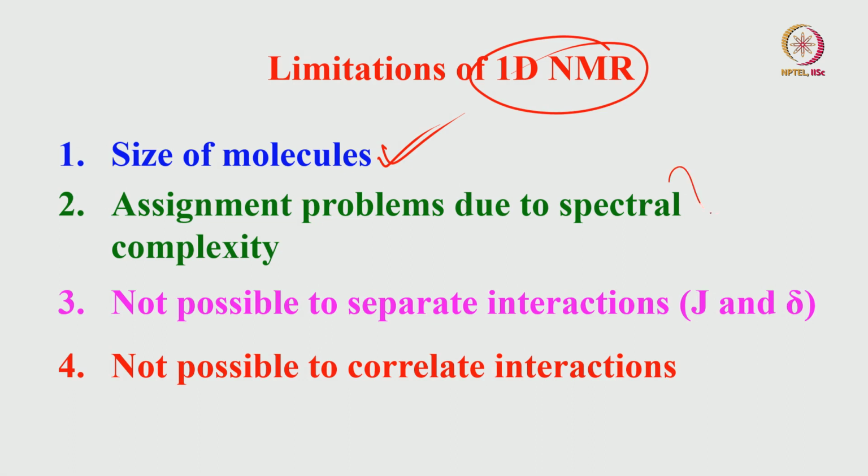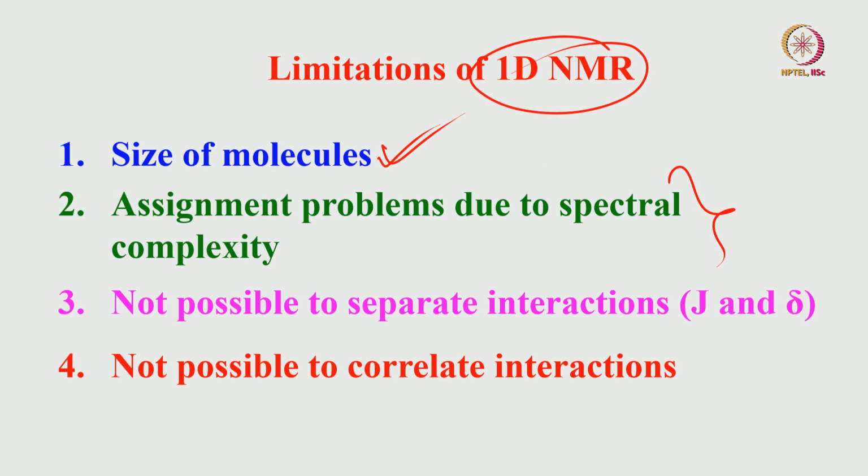Second, assignment problem is due to spectral complexity. So far we were analyzing the spectrum very easily. I used to say that CH2 proton is a triplet because of CH3, and CH3 is a triplet because of this. All those things we were able to analyze. Which is quartet, which is triplet. This is quartet because of 3 equivalent protons, and this is triplet because of the 2 equivalent protons. All those things we knew and we were able to assign.